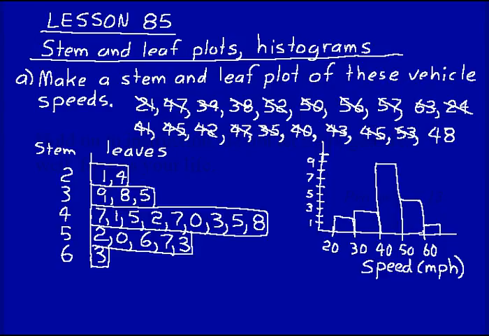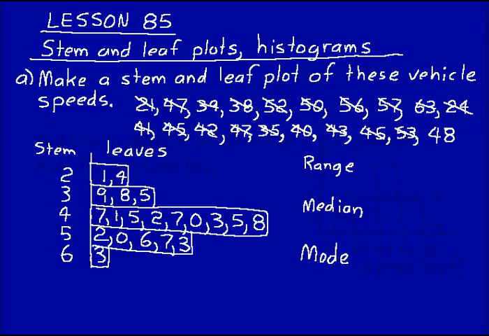So a histogram gives us a nice visual picture of how our data was distributed. We can easily see there that the speeds occurred the most frequently in the 40s range. The stem and leaf plot helped us get our data organized into groups of 10s. Then we use that to make our histogram.